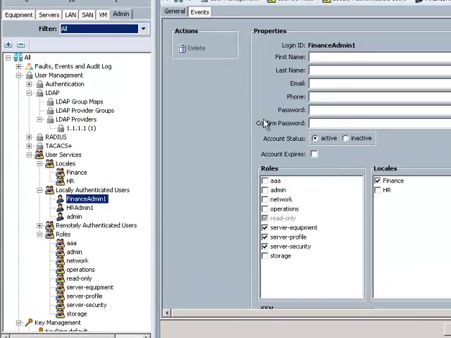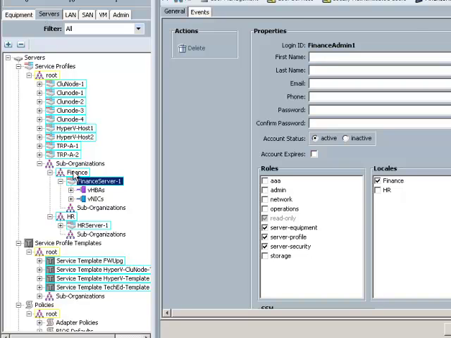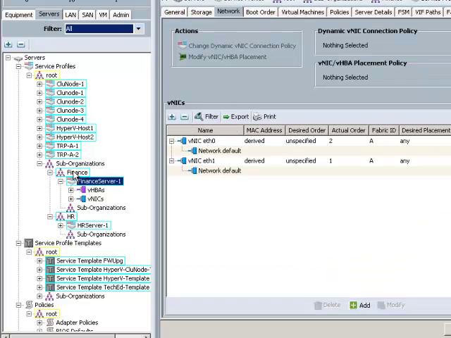If we go back to the administration tab, in this example, we've said that the finance administrator only has these permissions within the finance locale. So when I go back to the servers tab, those particular roles have only been granted to the finance administrator for this particular organization, which means they don't have rights within the root organization and they don't have rights within the HR organization. However, within the finance organization, they've got full ability to do the individual rights granted within that role, which in this case was basically server administration.